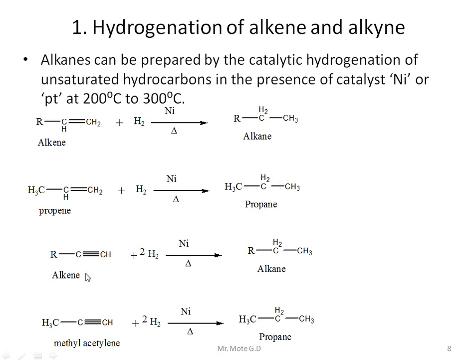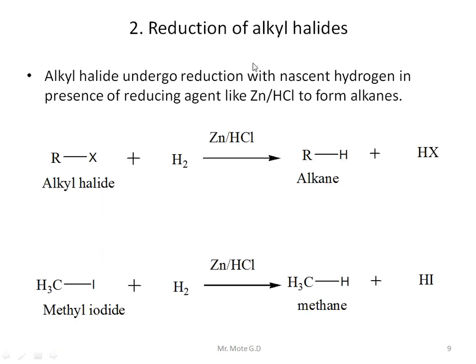Then we will see the reduction of alkyne. So we will take the alkyne treated with two molecules of hydrogen, and nickel is the catalyst. We are getting alkane. An example, methyl acetylene treated with two molecules of hydrogen in presence of nickel to form propane. And second method, reduction of alkyl halides.